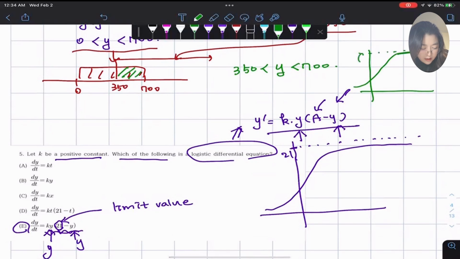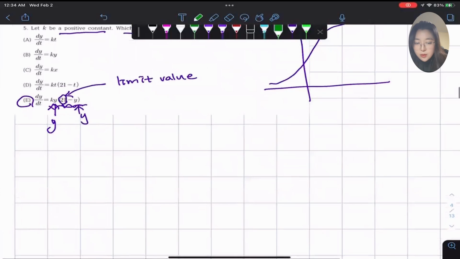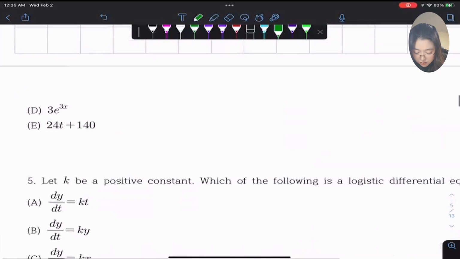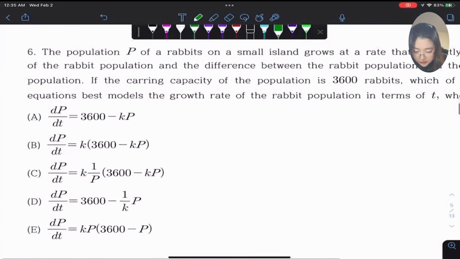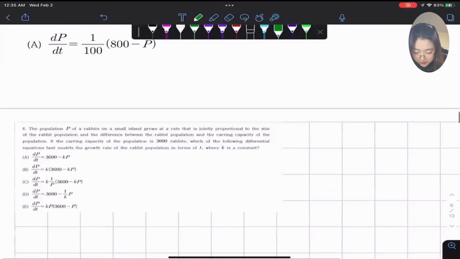This value is a. So this value is the limit value of the logistic growth. Look at problem 6.